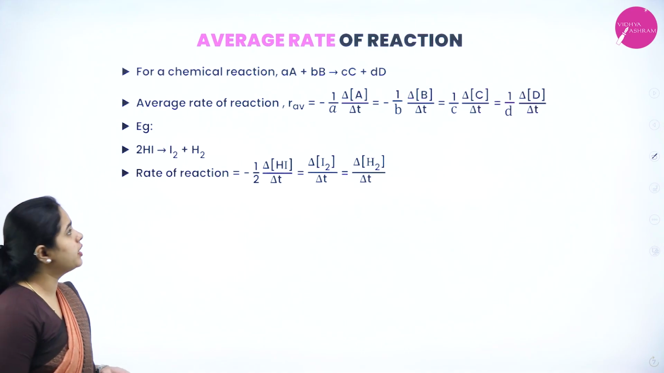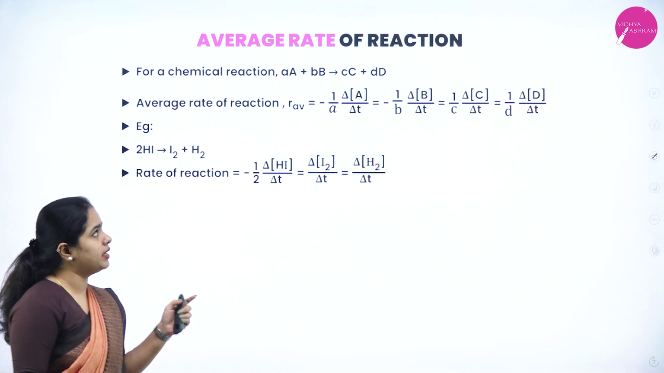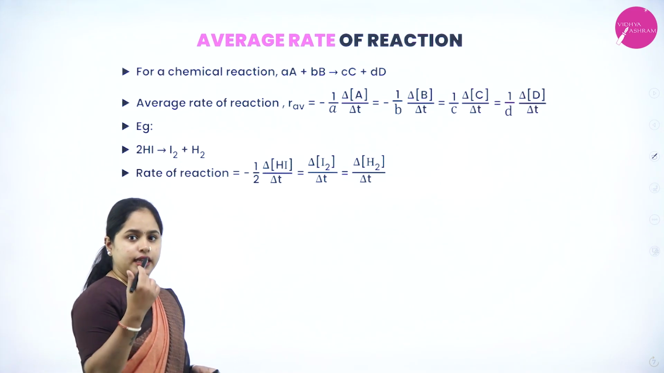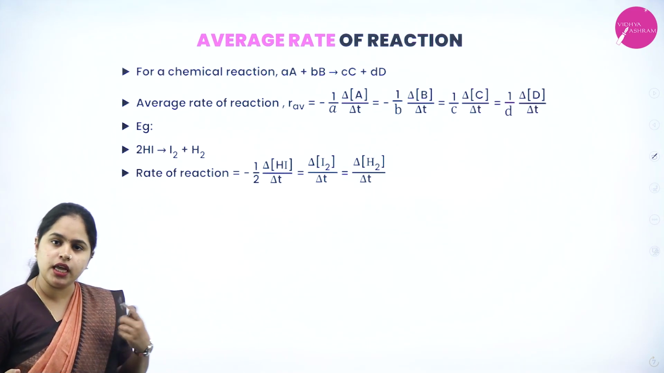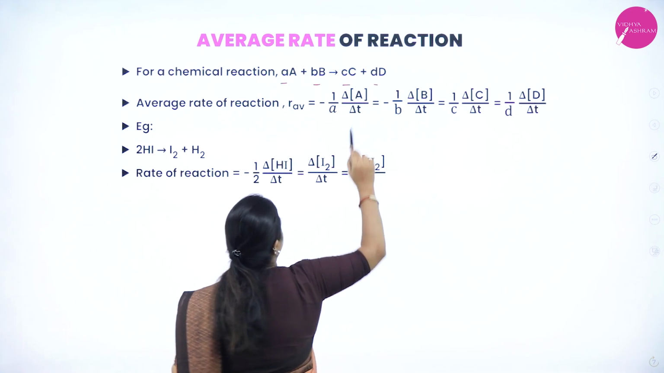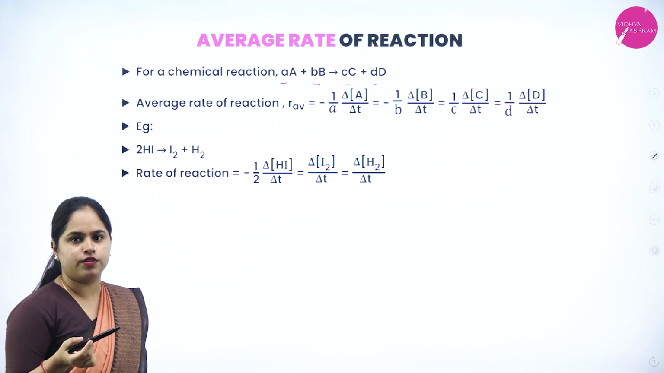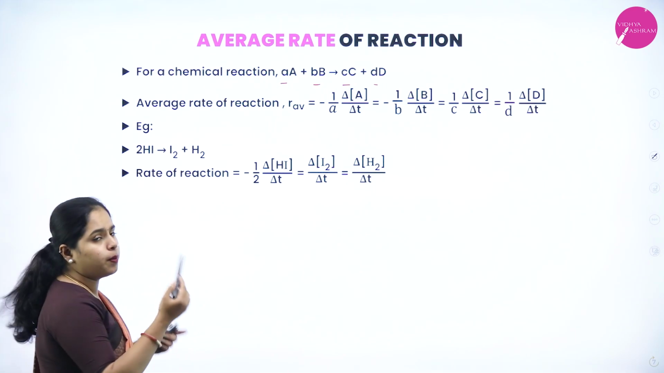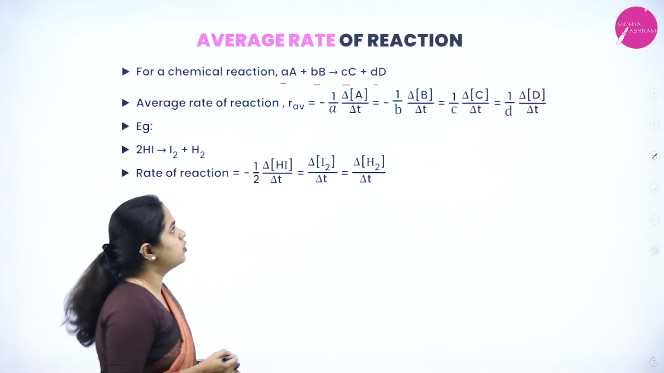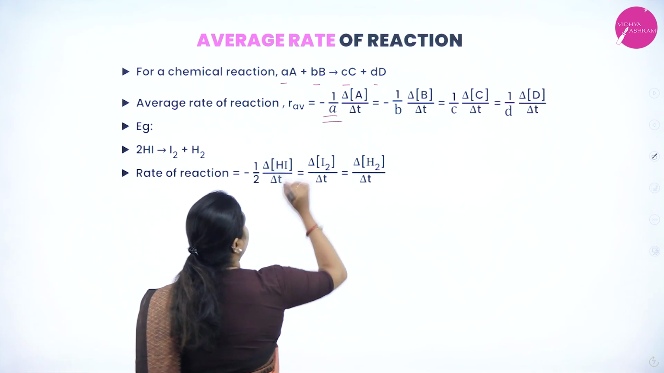Now let's take a general equation, that is aA plus bB giving cC plus dD. So here A and B are the reactants, C and D are the products. Now what are the small a, b, c and d? Those are the number of moles of the reactants, right, and the products. So how can you write the average rate of reaction? It will be equal to minus 1 by a.